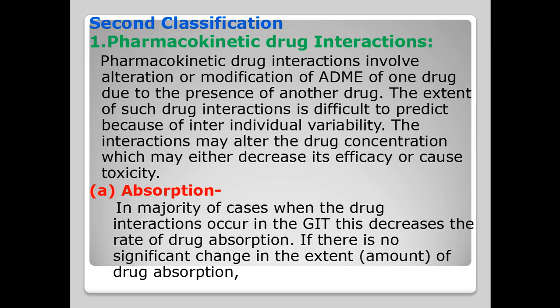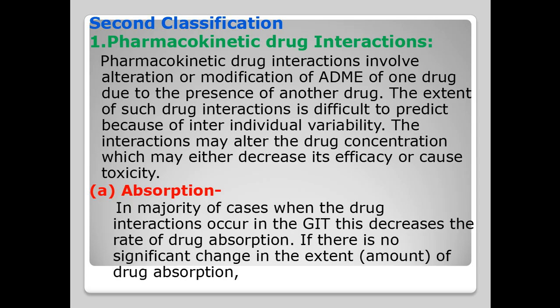So pharmacokinetic drug interactions involve alteration or modification of ADME, absorption, distribution, metabolism and elimination, of one drug due to the presence of another drug. So one drug is altering the ADME of another drug.